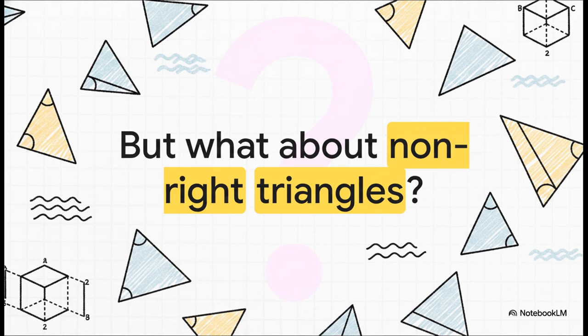So, we've firmly mastered the relationships hiding inside solid shapes, right? We know the universal secret of the number 2. But what happens when we flatten things out? What about, say, non-right triangles? Does a similarly beautiful rule govern them?